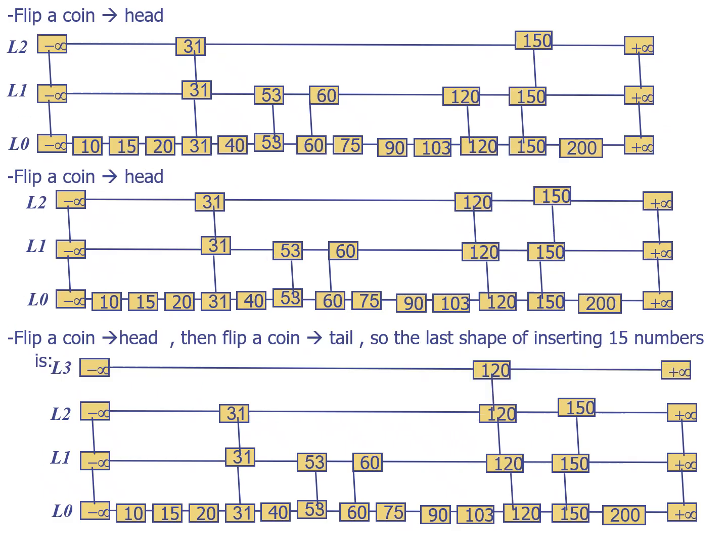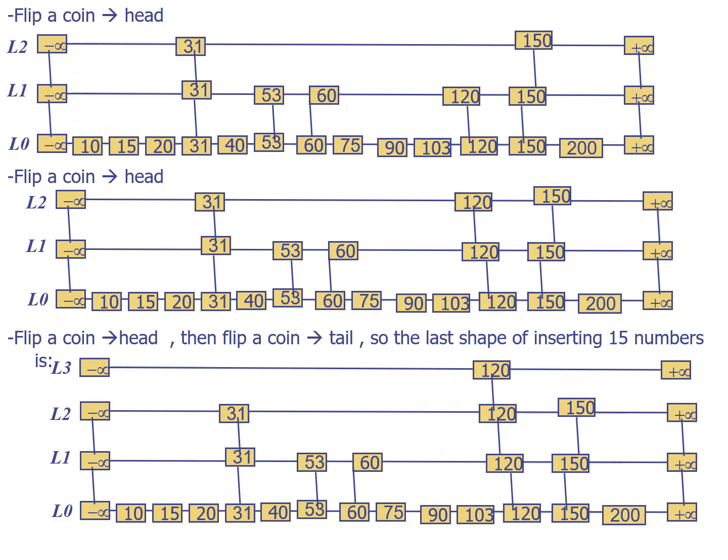So I get a head after that, so I propagate the 120 upward. Flip a coin, I get another head, so I propagate 120 even further up. Flip a coin again, oh, I got another head, so now I'm going to insert 120 in level 3. Flip a coin again, I will keep flipping the coin with 120 until I get a tail. Now I got a tail, so I'm not going to do anything else to 120.